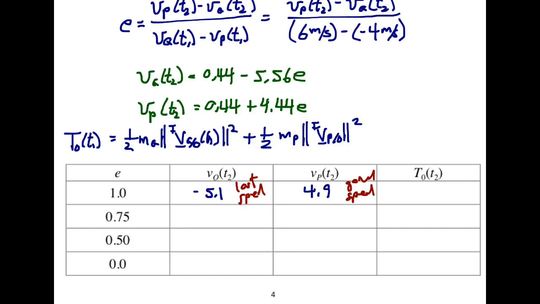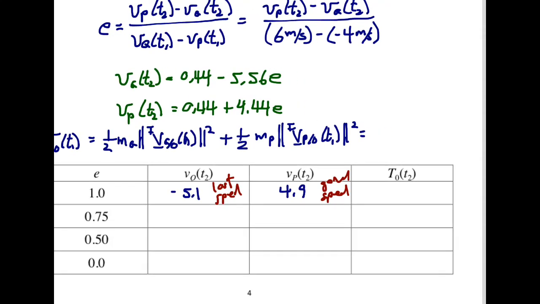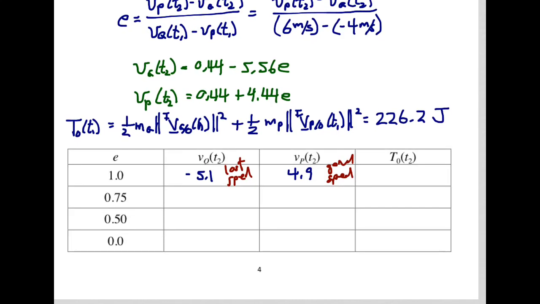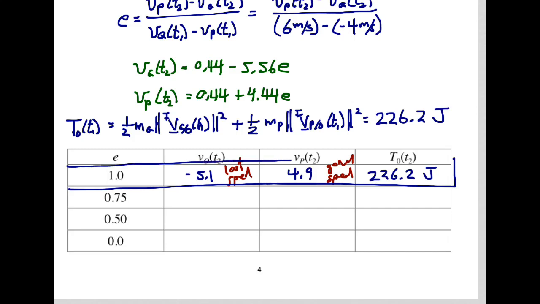And this is equal to 226.2 joules just before the collision. And so when we calculate our energy using these new speeds, negative 5.1 and then 4.9 meters per second, in fact we get 226.2 joules. And so we've demonstrated here that when we apply a perfectly elastic collision, we don't lose any energy, but we can see a change in speed of the particles.